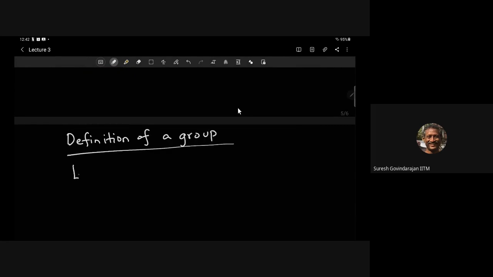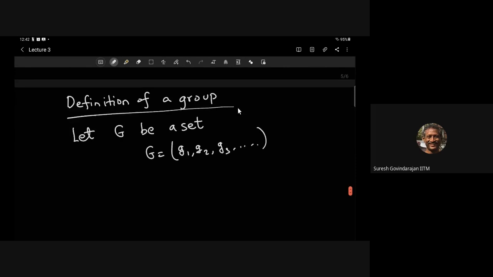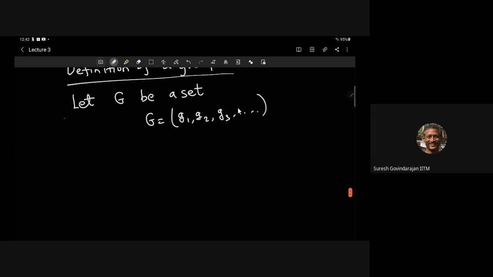Okay, let G be a set. And so we can write G would have elements G1, G2, G3. By the way, I've written it as discrete elements. It can have an infinite number of elements. It can have a continuous set of elements. Just some set, just a collection of these things. And dot be a binary operation.